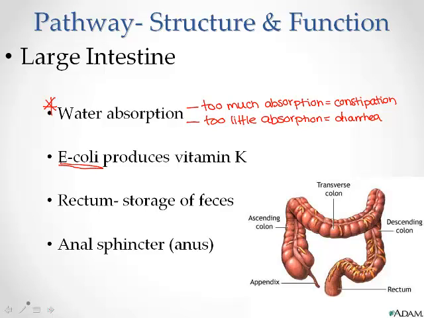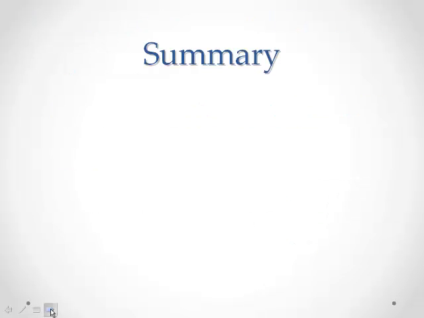Once our mass is in our large intestine, it enters our rectum for storage of our feces, and then our anal sphincter, which is our third sphincter that we're talking about, contracts, and our feces can enter our anus, where it can be released. So that is our pathway.